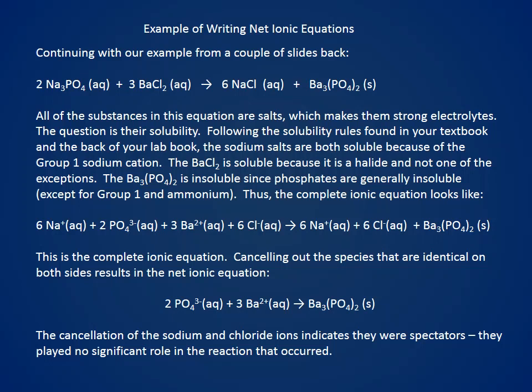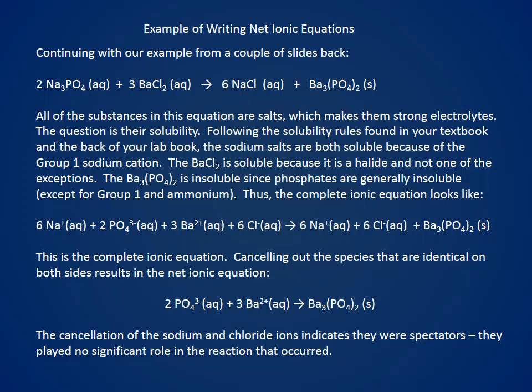Now, if I want to get rid of the spectators, they don't do anything, so why mess with them? Why complicate things? I look at the equation and ask, who didn't do anything? 6 sodium ions here, 6 sodium ions over there, boom, I can cancel those out. They're the same on both sides. I look at my 6 chloride ions here and 6 chloride ions right here, they're the same on both sides, boom, I can cancel those out. What I'm left with is 2 phosphate ions and 3 barium ions give me barium phosphate. That is the guts of this reaction. That's what happens, and that's the most important part for us to understand.